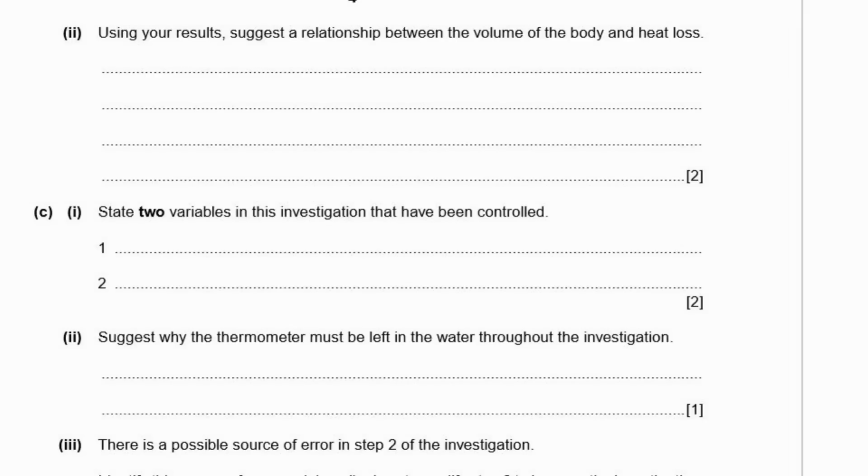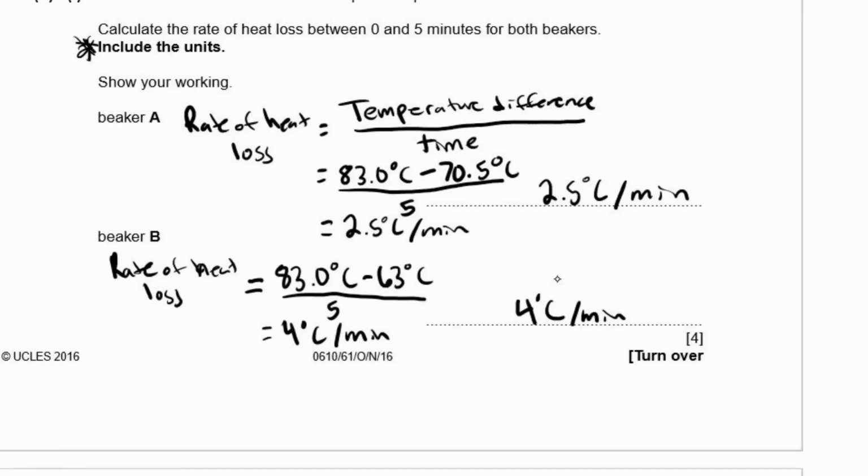2. Using your results, suggest a relationship between the volume of the body and heat loss. Okay, so here, using your results. What that means is you'll probably get a mark for quoting data. Okay, so what we can see with our result is that beaker A, that had a larger volume of water in, to represent the larger volume of the body, lost a lot less heat per minute than beaker B, that had a lot less volume in.